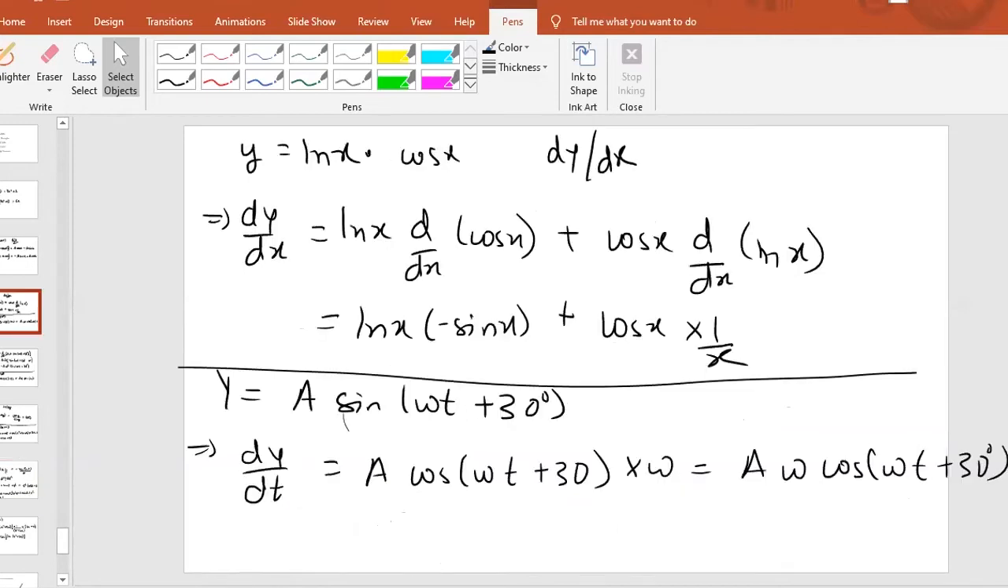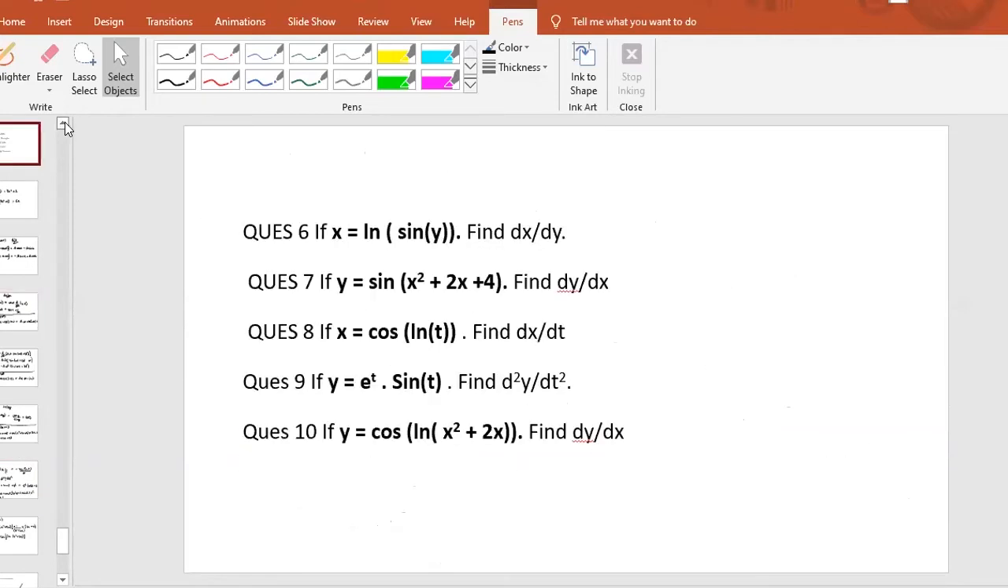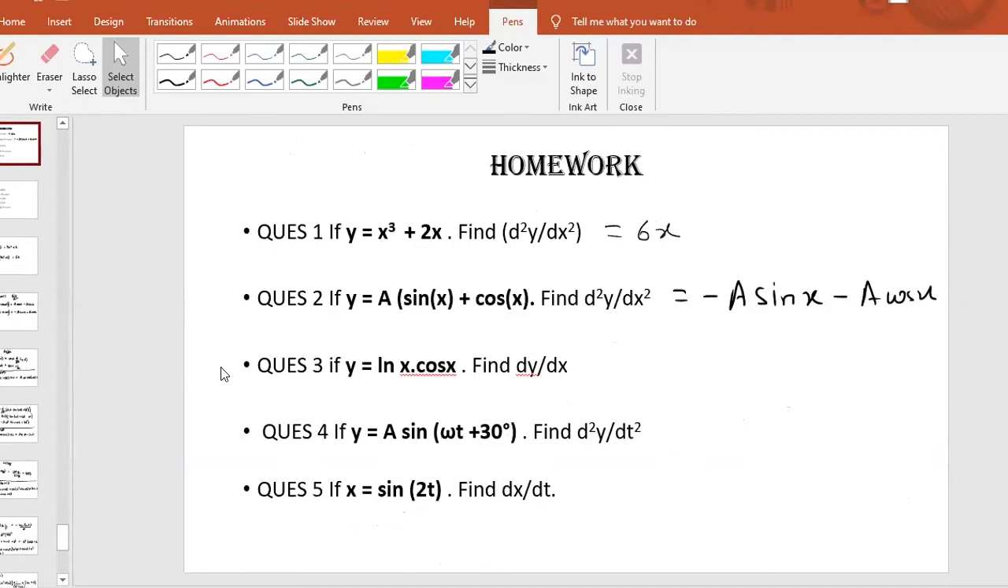Question number 5. Which one it is? This is very simple question. X equal to sine of 2t. Okay, it is function of t. So we have to find dx by dt. So first differentiate sine function with respect to t, that is cos. Then write whatever there is inside the bracket 2t. Then go inside 2t. Differentiation of 2t with respect to t is 2. So answer would be 2 cos 2t. Okay, fine.